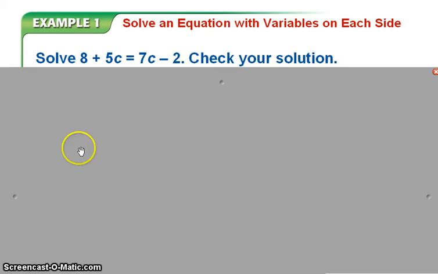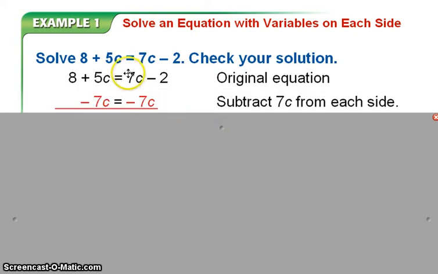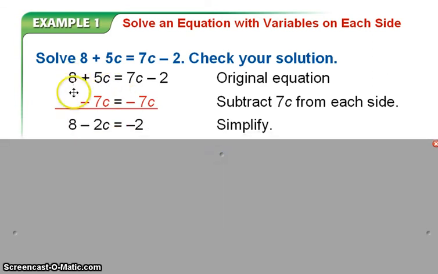So let's look at an example here. Here's our equation. 8 plus 5c equals 7c minus 2. And you can see now that we have variables on both sides of the equal sign here. Okay? So our first step, we want to get the variables on the same side. So what we're going to do, we're going to subtract 7c from both sides. And we get 8 minus 2c. Now it's a minus because that's a negative 2. And then over here we have a negative 2 left.